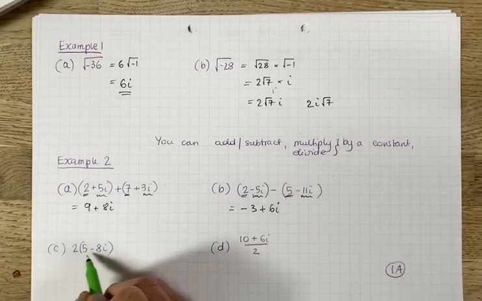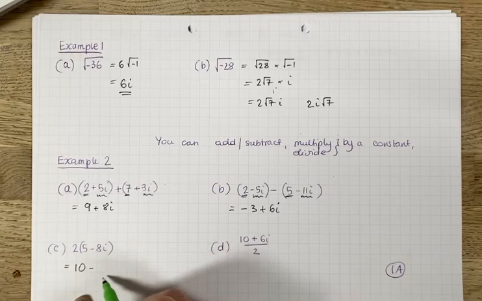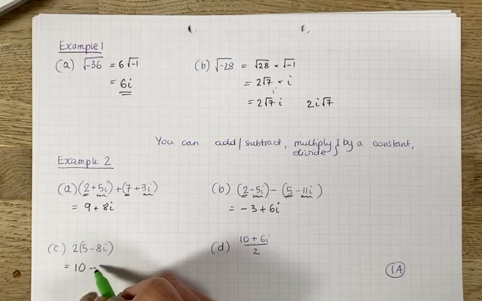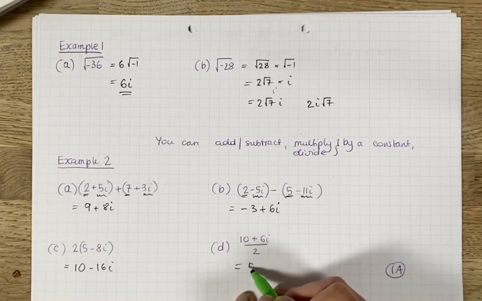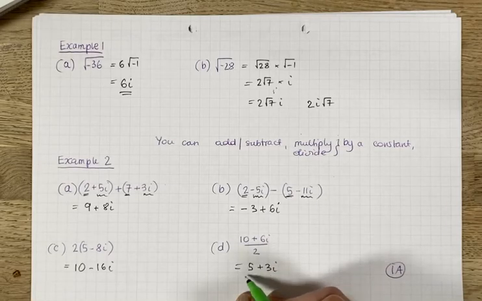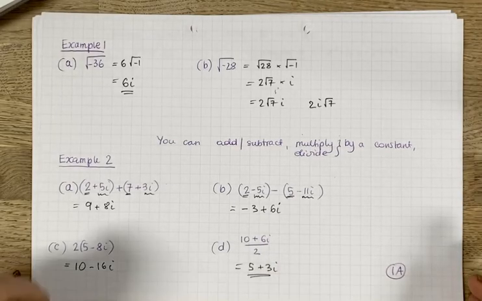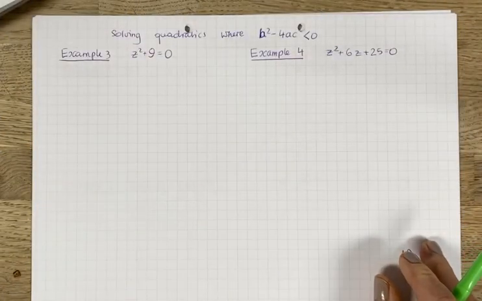Okay, here, just like multiplying out brackets, it's really not difficult. So we've got 10 times is 10 minus 16i, and here again the same, half the 10 to get 5 and half 6i to get 3i. Okay, so you can have a go at exercise 1a when you're ready.